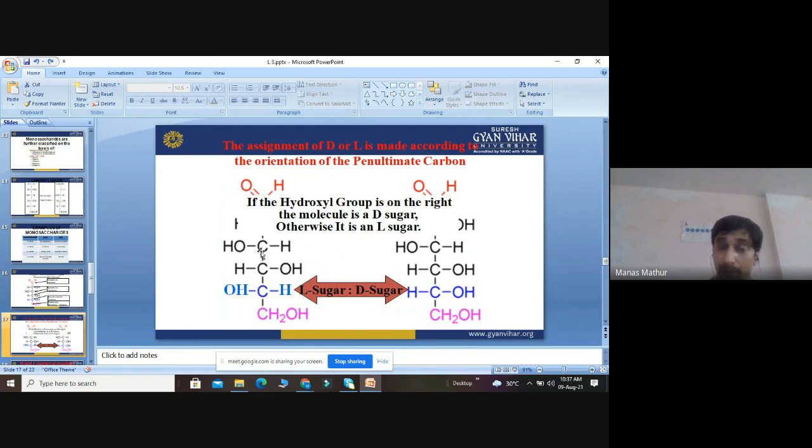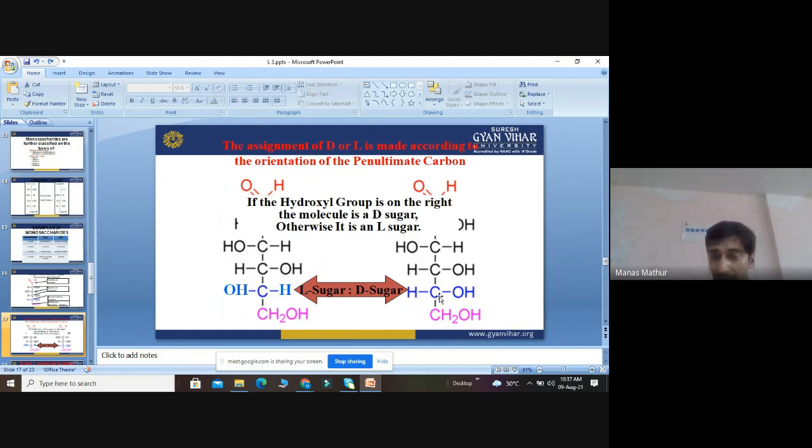But who will decide? Which group of carbon will decide the rotation of the molecule? It will depend upon the penultimate carbon. Okay, it will depend upon the penultimate carbon. See, compare these two figures. The penultimate carbon is this, which is blue color. That is the penultimate carbon I told you.